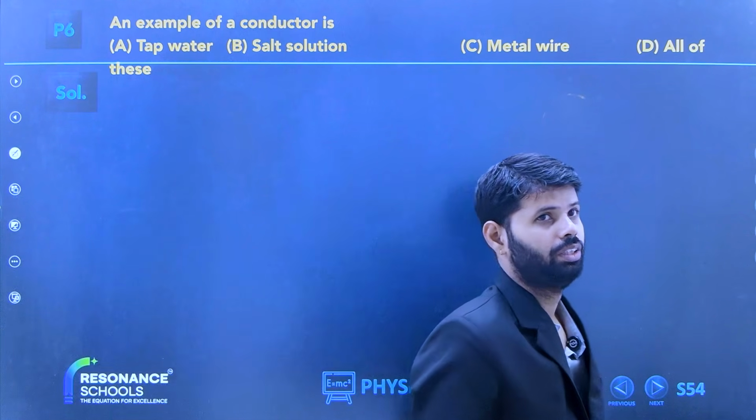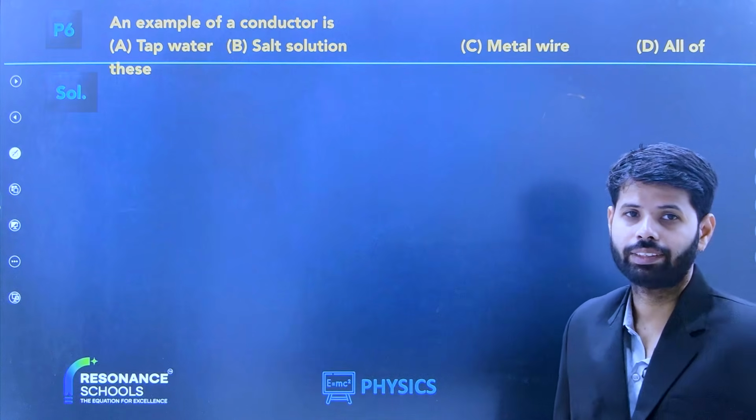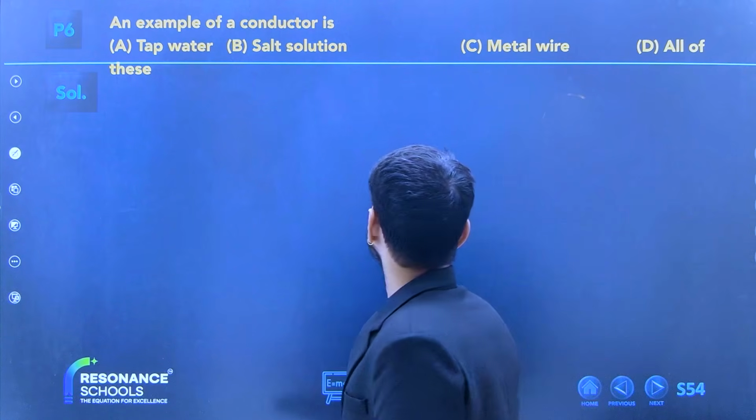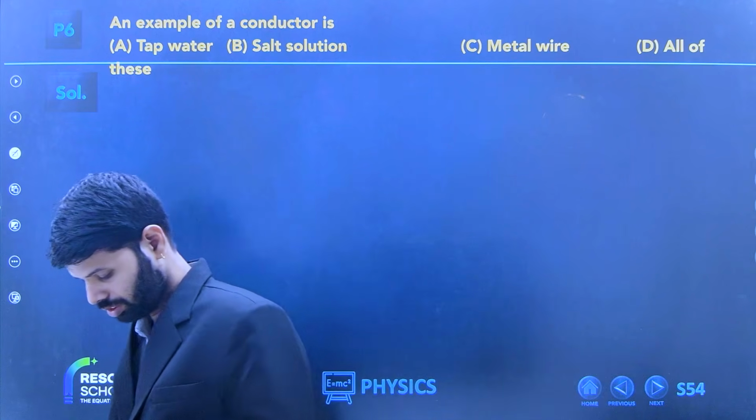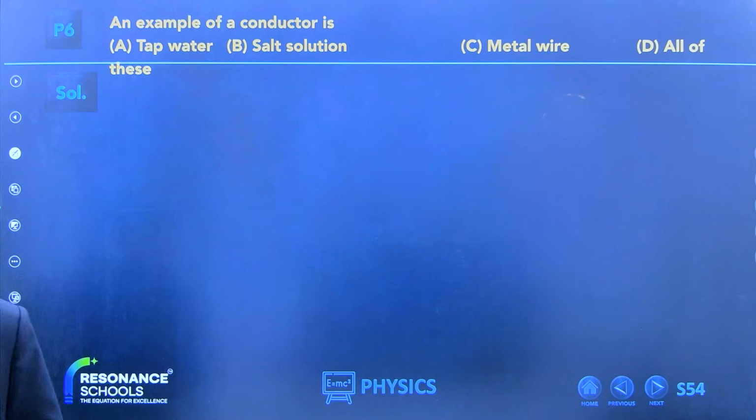Question 17. Example of conductor: tap water, salt water, metal wire. All of these.